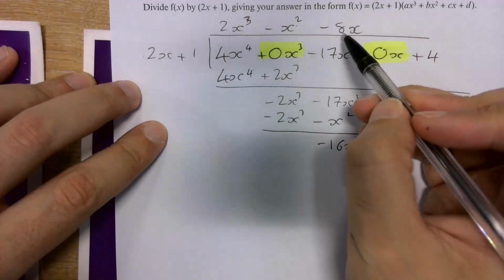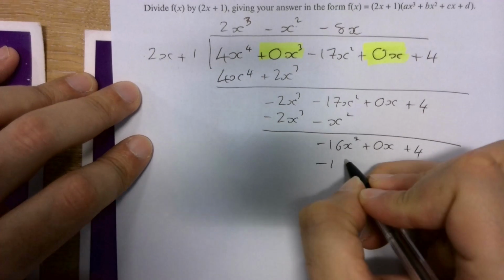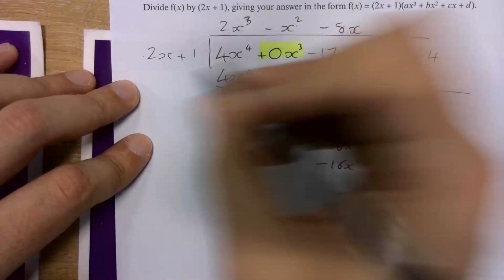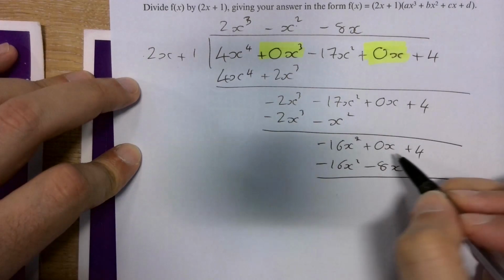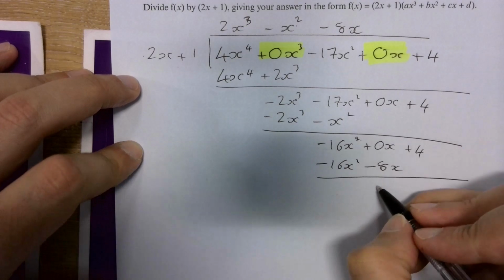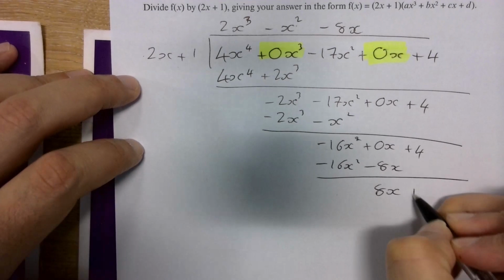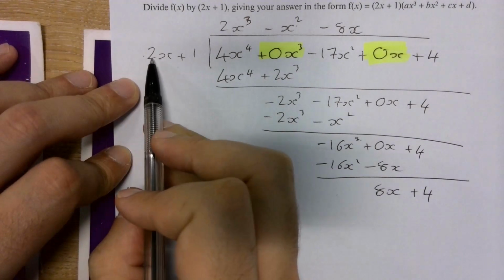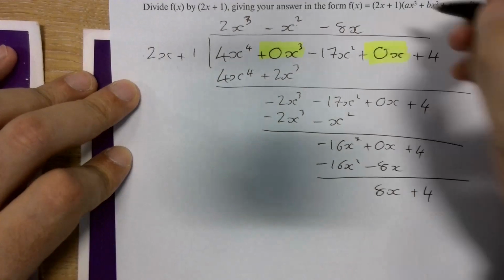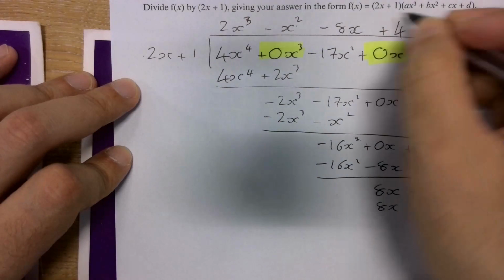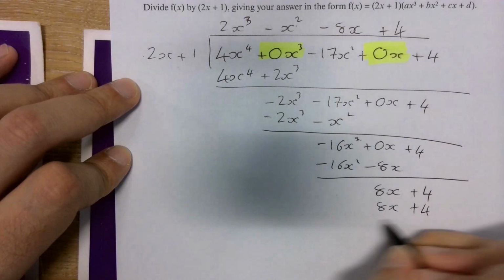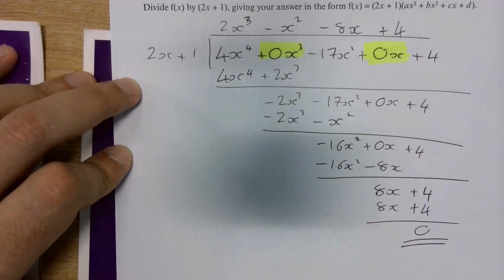Okay, minus 8x times 2x will give me minus 16x squared, and minus 8x times 1 will give me minus 8x. Subtract them again. They go. 0 minus minus 8x, so it'll give me 8x. The plus 4 comes down. Process starts again. 2x into 8x becomes plus 4. 4 times 2x will give me 8x. 4 times 1 will give me plus 4. Take them away, I get down to 0. So I've got that right.